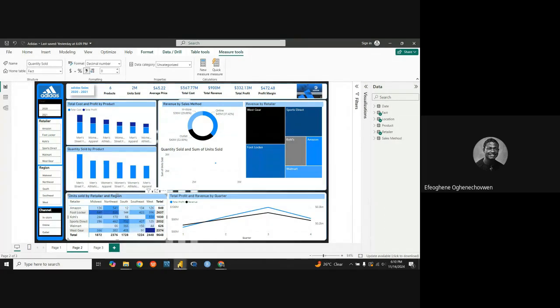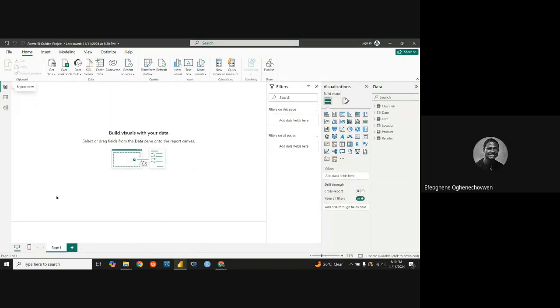So first of all, this is my report view, and this is my canvas. We can select or drag fields from the data pane onto the report canvas. We'll go as fast as possible. The first thing we want to do is the same way we created our Excel, just that there will be slight changes, for you to understand the interface better.